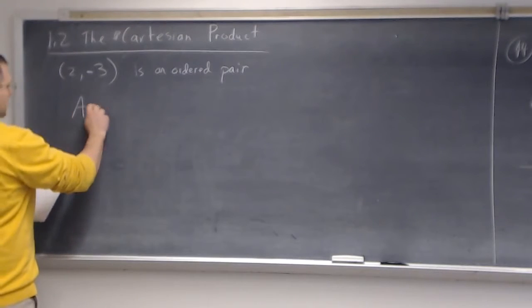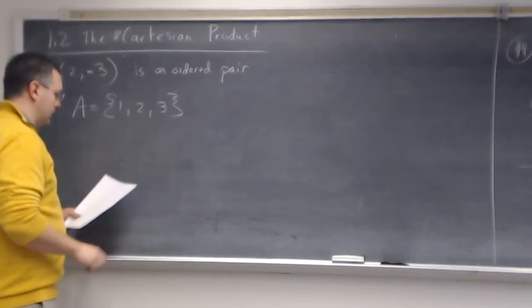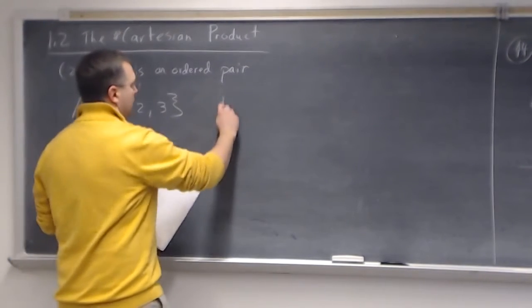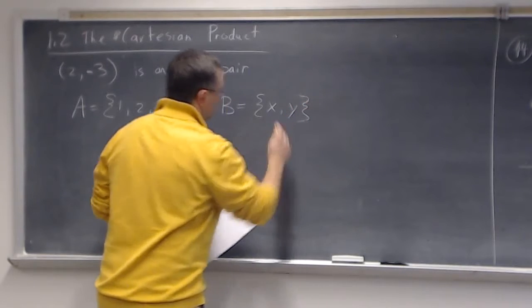Let's look at some sets. Okay. A is a set containing 1, 2, and 3. B is a set containing the letters X and Y.